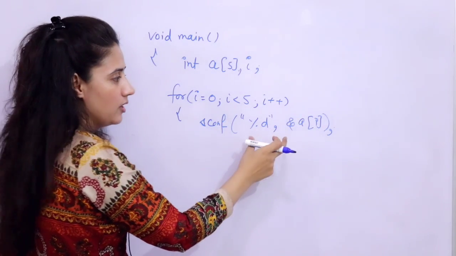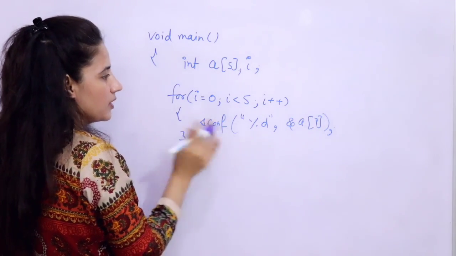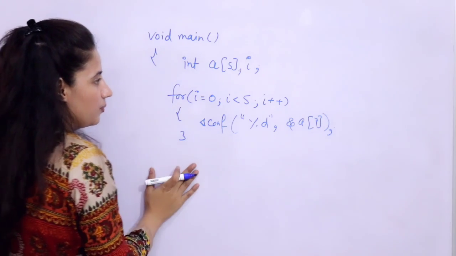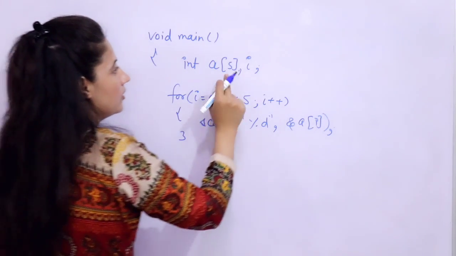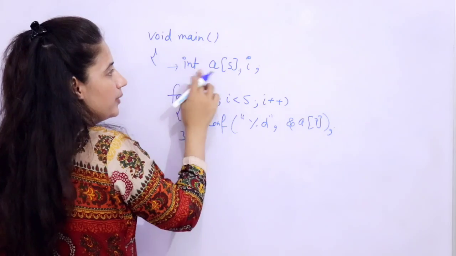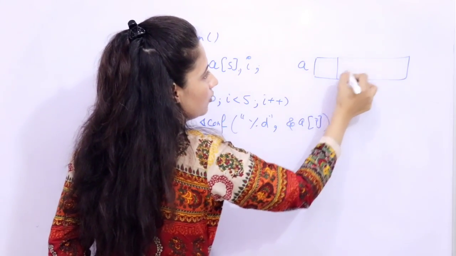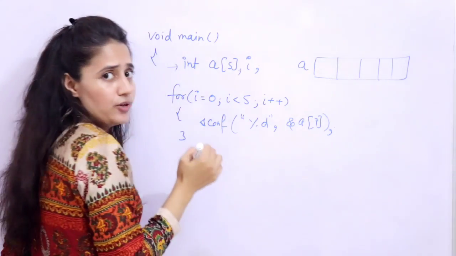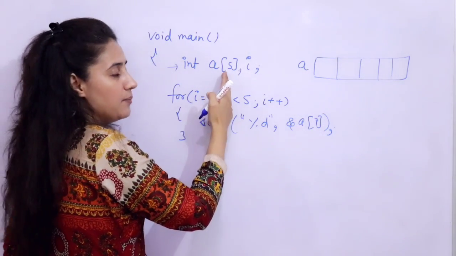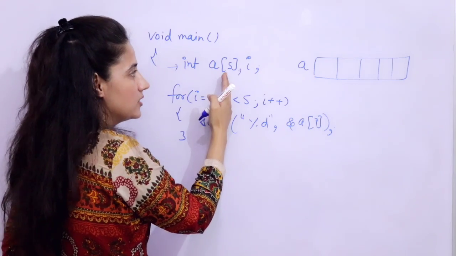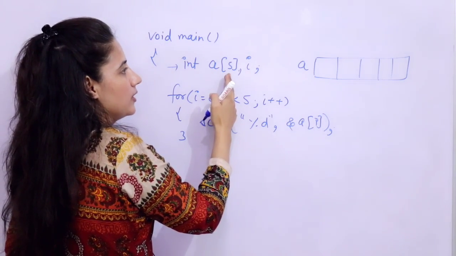i would go from 0 to 5, so in all the 5 locations we will store data using this. Now see, before printing, when this is compiled, how many bytes would be allocated for the array? If you take 2 bytes for the size of an integer, then 10 bytes would be allocated. If you take 4 bytes, as some compilers do, then 20 bytes will be allocated.